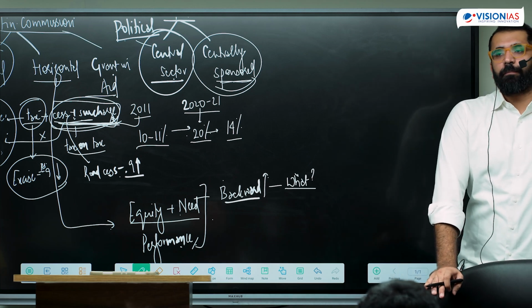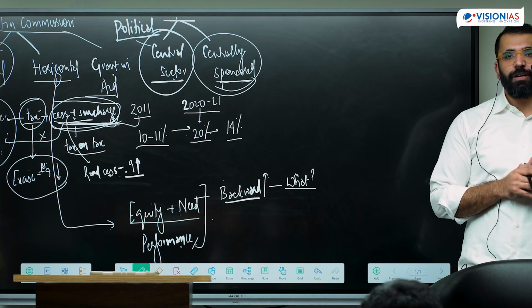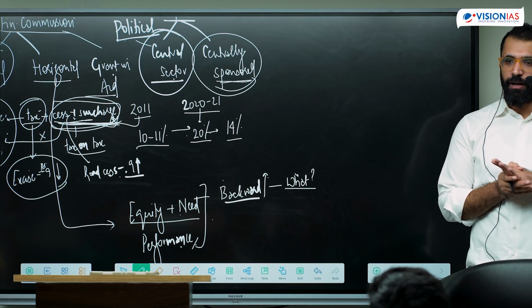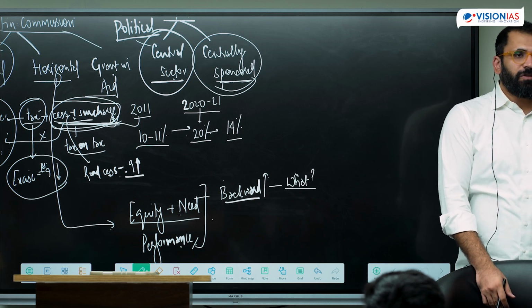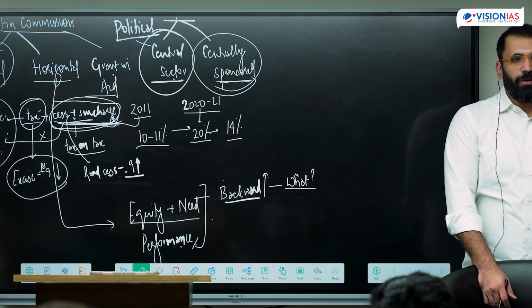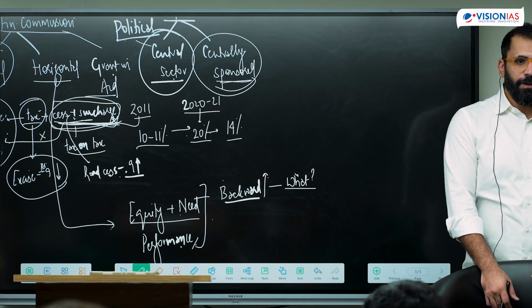There is no developmental rationale behind giving more money to certain states. It's mostly a political rationale because you want to stay in power. So where the central sector scheme will be implemented, since they're given total money by the center, that has become political. This year's budget itself is an example.